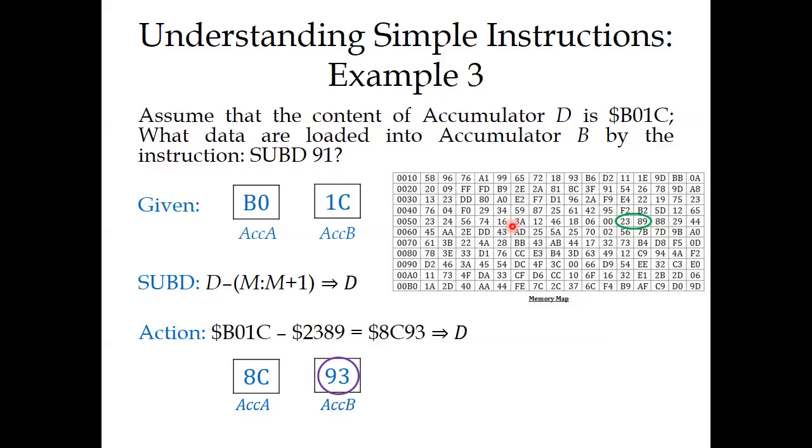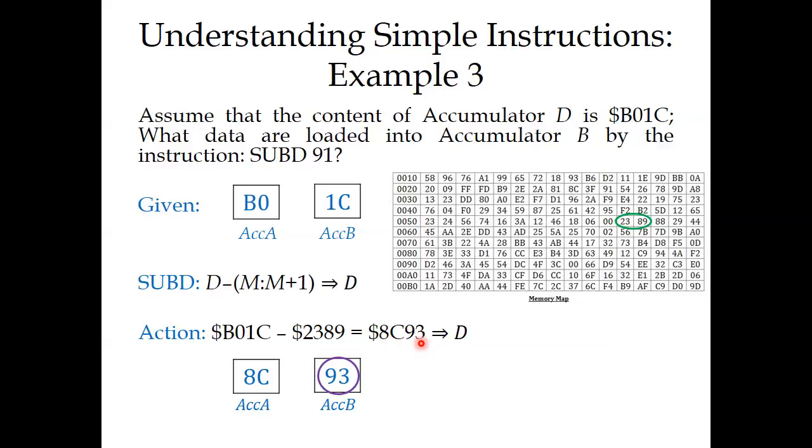Once you convert it, you pull 2 bytes from the memory location, right? How do you know this is what, 5B? Yeah. So if you convert 91 to hex, you'll get 5B. So I pull 2 bytes, 1 byte from 5B and the following byte is 5C. So you pull 2 bytes from here, which is 2389, which will be my 2 byte data, which I'll be using to subtract from D. So once the subtraction is done, you get the difference, which is 8C93.